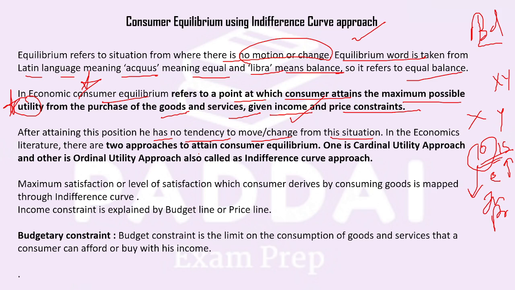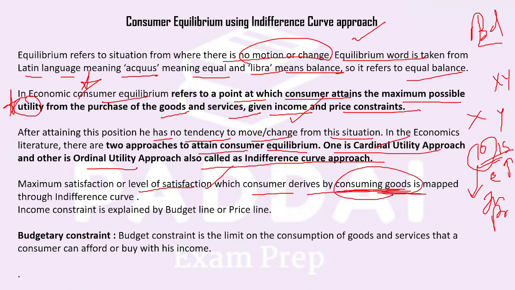In economics, there are two approaches to attain consumer equilibrium. How can I reach this point? One is cardinal utility, the other is ordinal utility, also called the indifference curve approach. We have already studied both of them. The maximum satisfaction which a consumer derives from consuming goods is mapped through the indifference curve. So when you draw this curve, it is showing you the maximum satisfaction, where A and B can be replaced. Income constraint is explained by the budget line or price line.